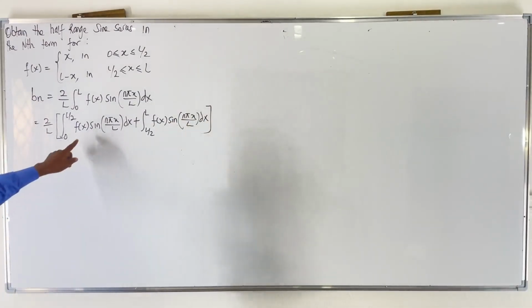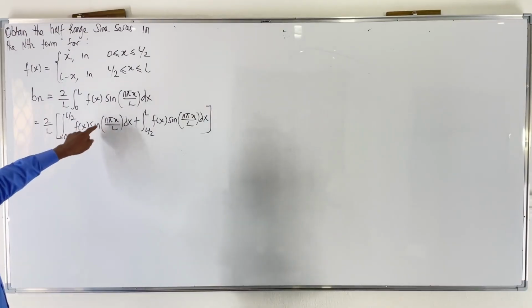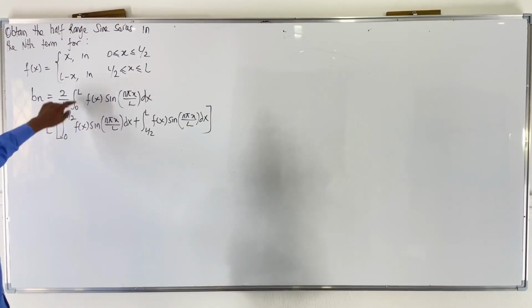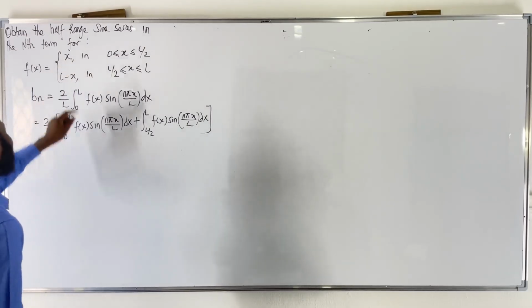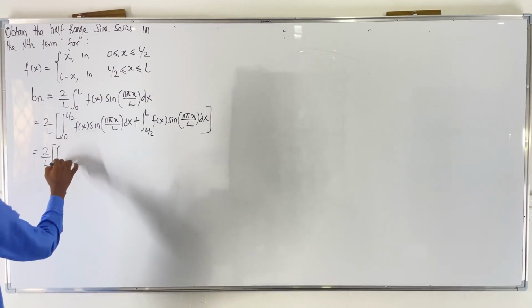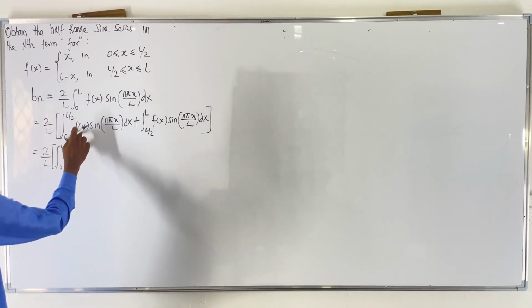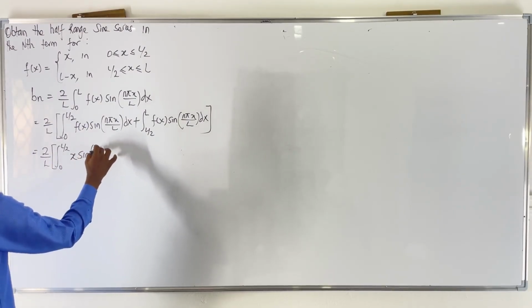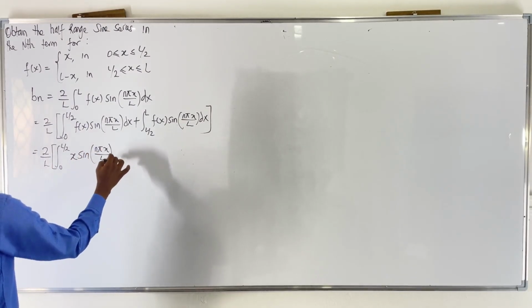Okay, now what is f of x? What is f of x when it's from 0 to L over 2? From 0 to L over 2, f of x is x. So this will be 2 over L, then we have the integral from 0 to L over 2. f of x is just x there. So this is sine n pi x over L dx.